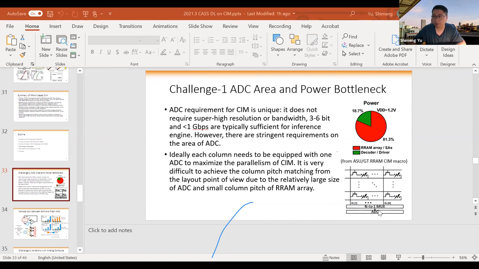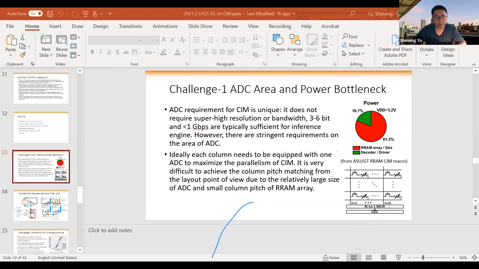This will reduce the parallelism, because ideally you can do everything fully parallel. This is the promise of computing in memory. But in reality, you cannot do that in fully parallel. You have to do time multiplexing, do it sequentially.